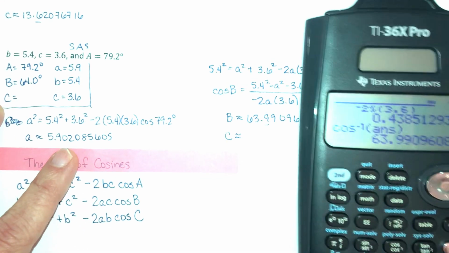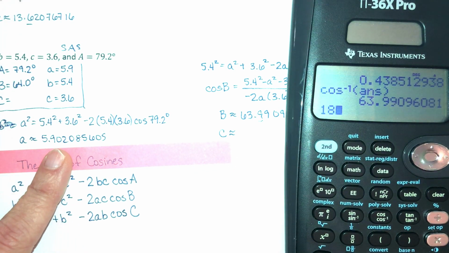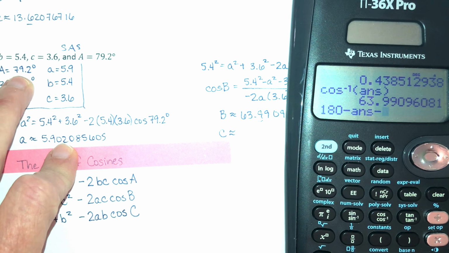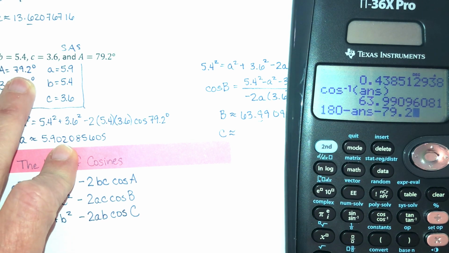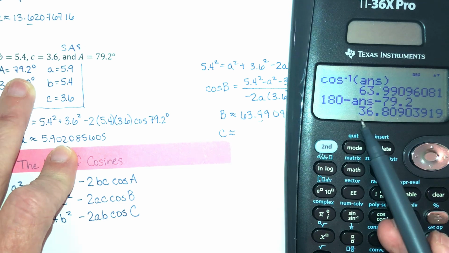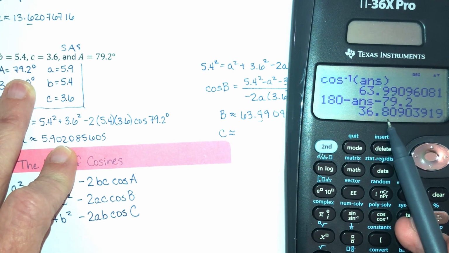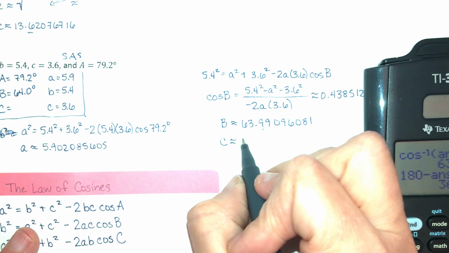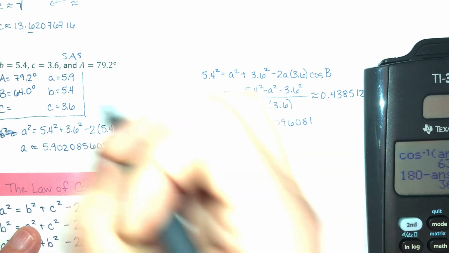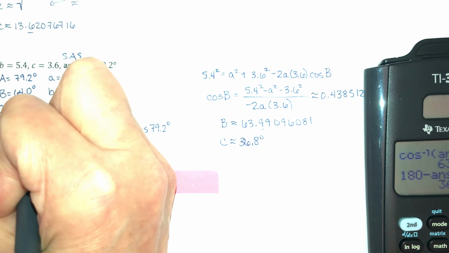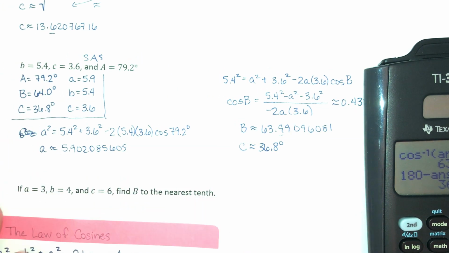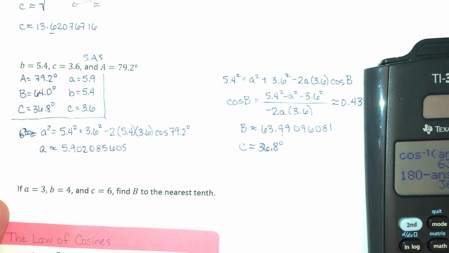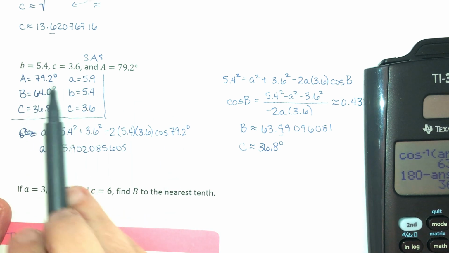And now to find C, I'm going to do 180 minus that answer, minus my other angle, which is 79.2. And I get that C is approximately 36.8 degrees. And by the way, our logic does not change here. Your smallest angle should correspond with your smallest side. And then they go up in order, and your largest side should be with your largest angle. And you can see that they do go in that order.